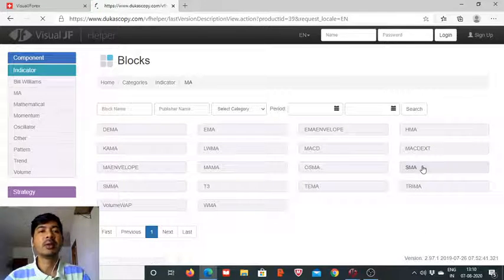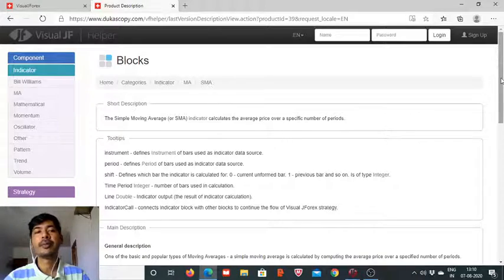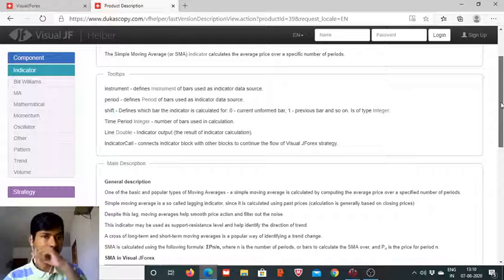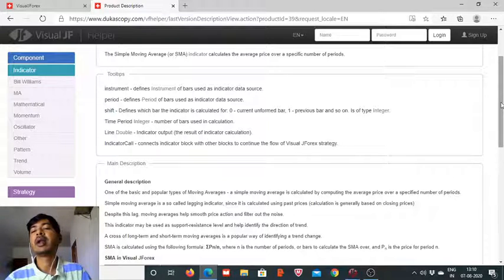First, we see the SMA block. SMA is simply the calculated average price over a specified number of time periods. So you take the price points of different periods, do the simple calculation, add them and then divide by the number of periods, so you get that simple moving average.